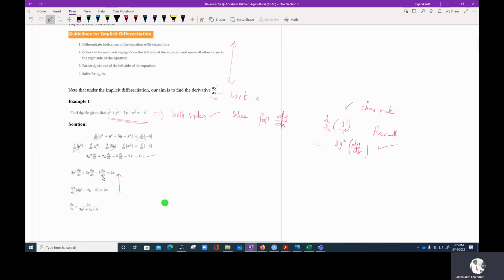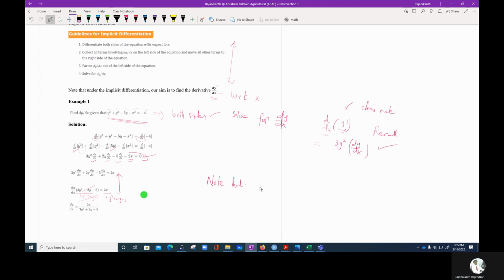Combining all dy over dx terms: you see dy over dx here, and the only term without dy over dx you move to the right side. Then you factor out dy over dx and solve for it. Divide both sides by 3y squared plus 2y minus 5. This will cancel, and you will get simply dy over dx equals 2x over 3y squared plus 2y minus 5.